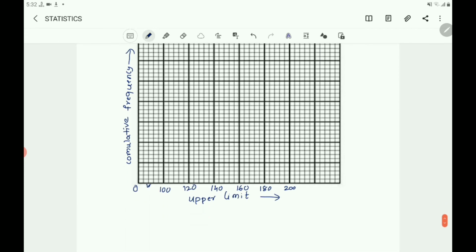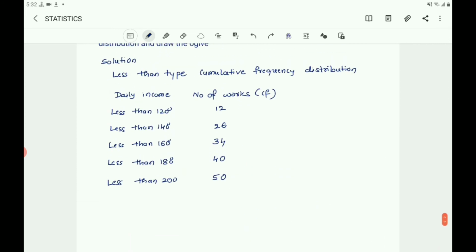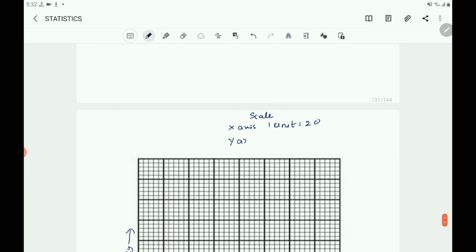From 0 to 100 the axis is compressed here. From this to this there are many units, and here the difference is 20, so we have taken 20 here. Next, on the y-axis you have to take the CF. The minimum is 12, the maximum is 50, so you take 10, 20, 30 like this. On the y-axis, 1 unit equals 10 CF.